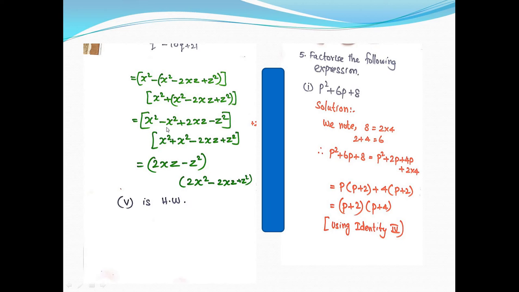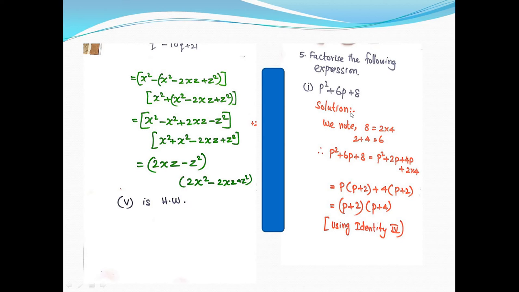When you simplify this, this x square and x square will go off. The remaining will be 2xz minus z square in the first factor. In the second factor, this x square plus x square will become 2x square minus 2xz plus z square. This is the required solution for the given expression. Fifth will be your homework. Let us move to the fifth subdivision number. Factorize the following expressions. The first one is p square plus 6p plus 8.